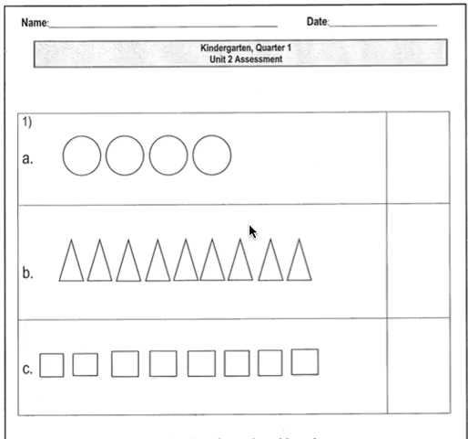Hello, boys and girls. It is time for us to take our kindergarten, quarter one, unit two, pre-assessment. Please make sure you have all of your tools. Your tools include your paper, which is our assessment, and also a pencil. Those are the tools you would need to be successful in taking this pre-assessment. So let's get started.